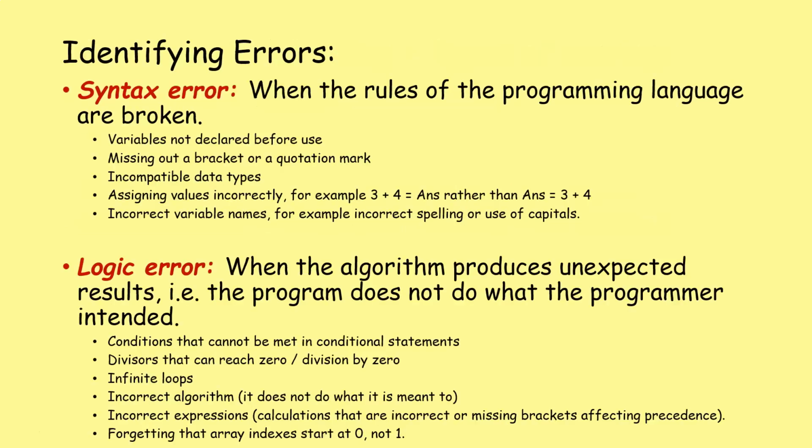Identifying errors. We have syntax errors and we have logic errors. A syntax error is when the rules of the programming language are broken. Some examples are variables not declared before use, missing out a bracket or a quotation mark, incompatible data types, assigning values incorrectly, for example, writing 3 plus 4 equals answer rather than answer equals 3 plus 4. Incorrect variable names, for example, getting the spelling incorrect or capitalizing one and not capitalizing it when you use it in the future. Syntax errors are generally easier to find in a program. If you're having to do that in the exam, you're just looking for these kind of basic errors.